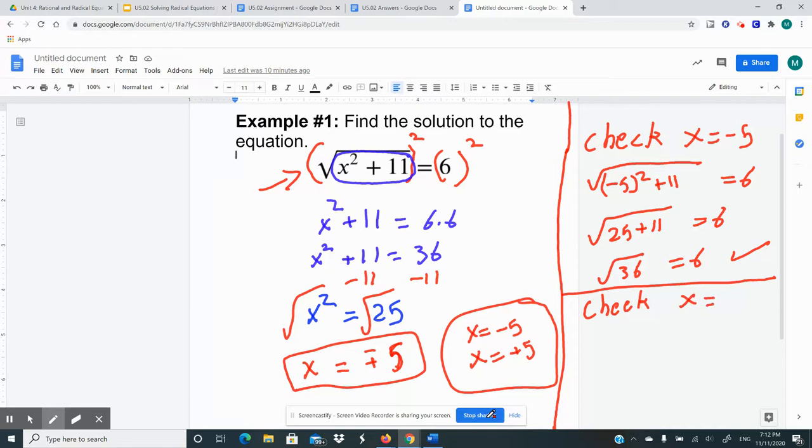Now to check the other solution, let's check for x equals +5. Same thing, we draw a square root. Instead of the x, we would put 5 squared plus 11 equals 6. 5 squared is 25, so 25 plus 11 equals 6. The square root of 25 plus 11 is 36, equals 6, and that is, again, correct. So our solution is valid for both of those answers.